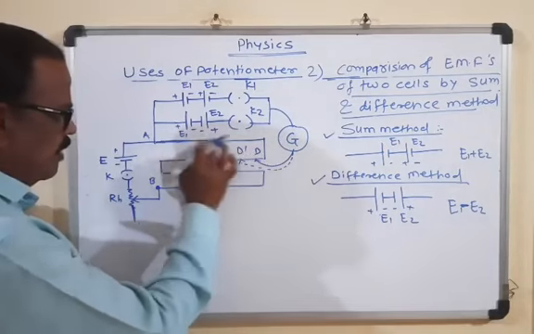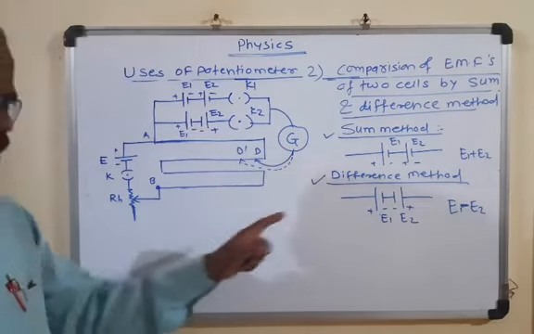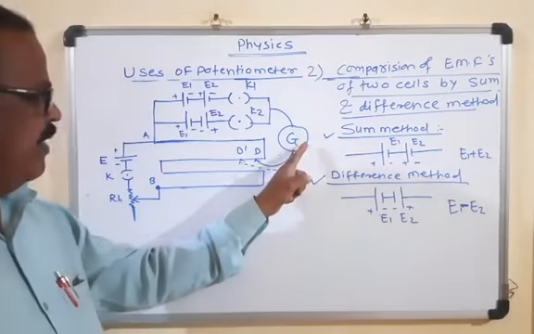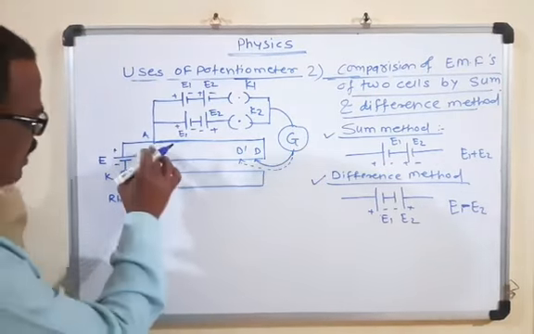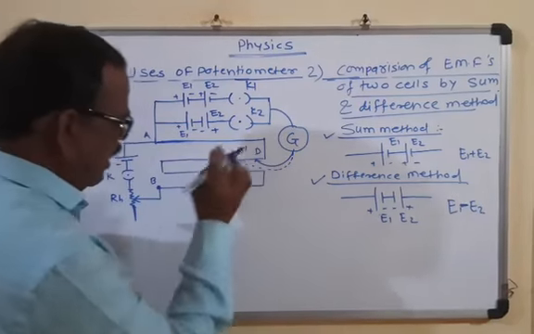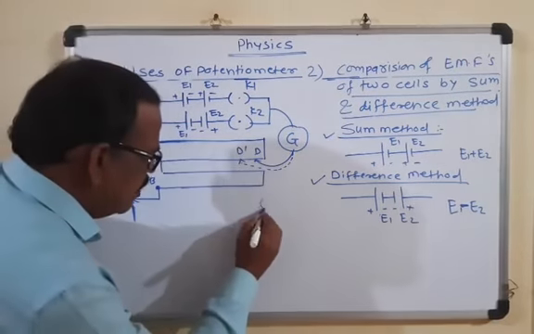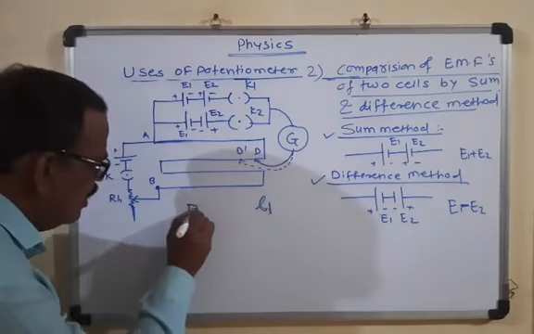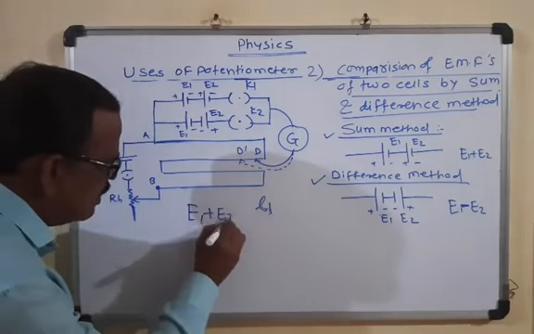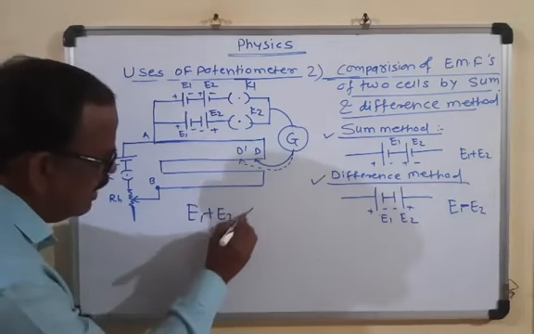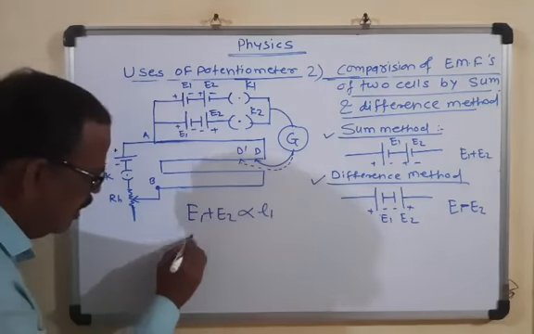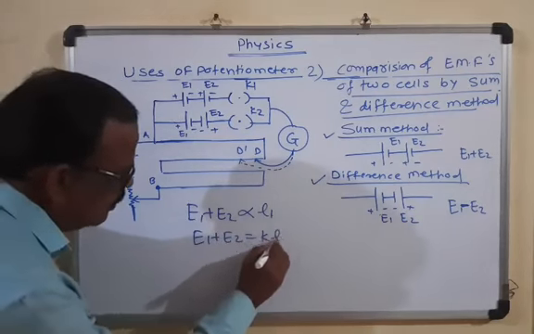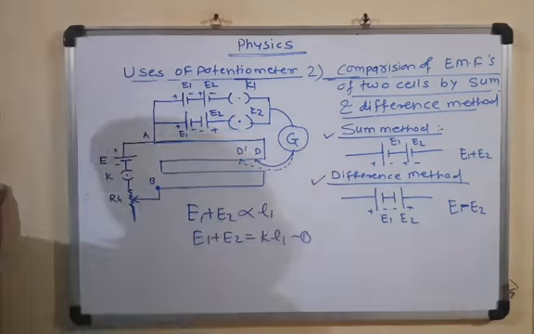Tap the jockey over the wire and find the point of contact at which the galvanometer shows zero deflection or null deflection. Measure the length between the point A and D. That length is equal to L1. Therefore, E1 plus E2 is directly proportional to L1. Therefore, E1 plus E2 is equal to K into L1, equation number 1.